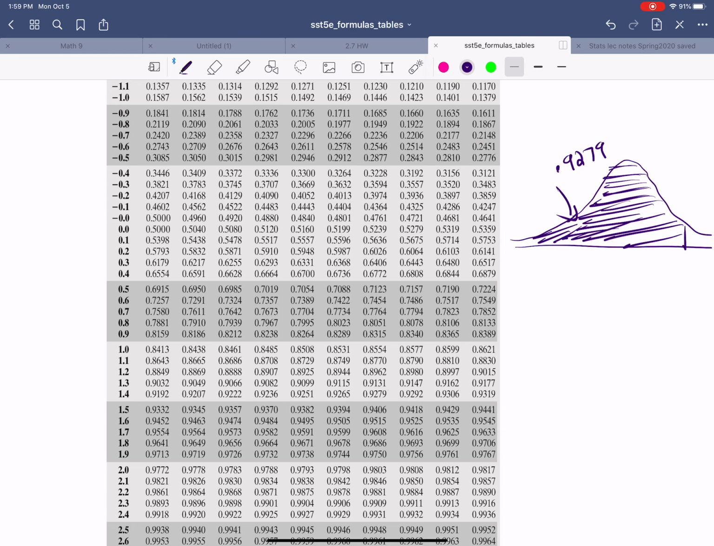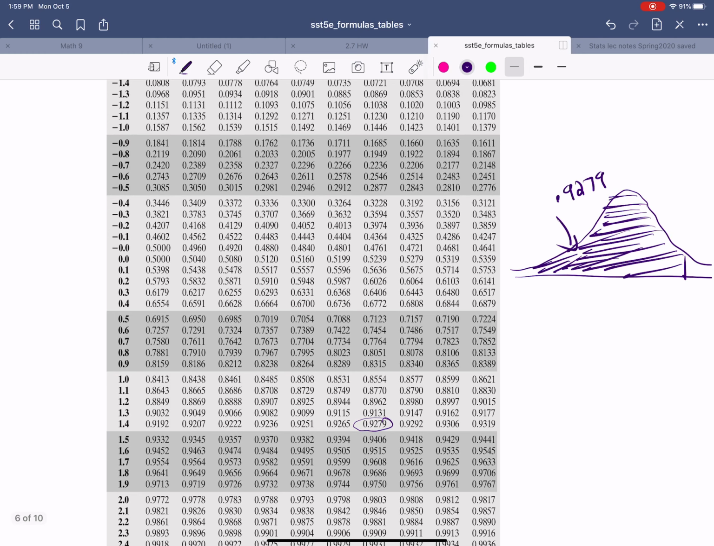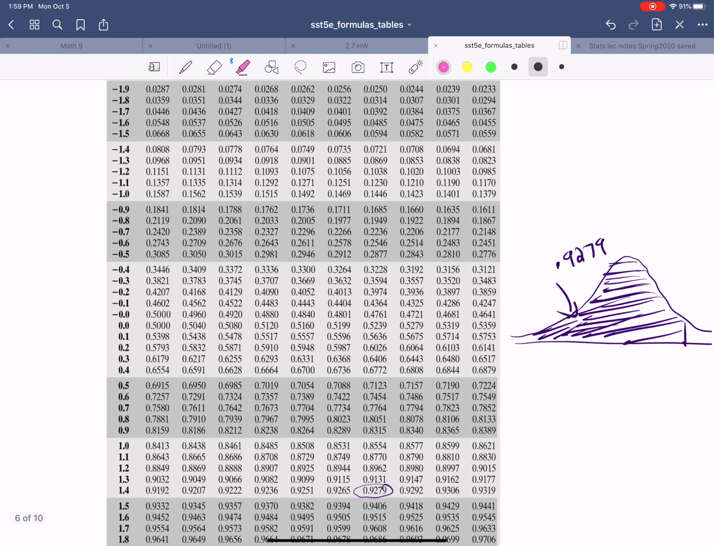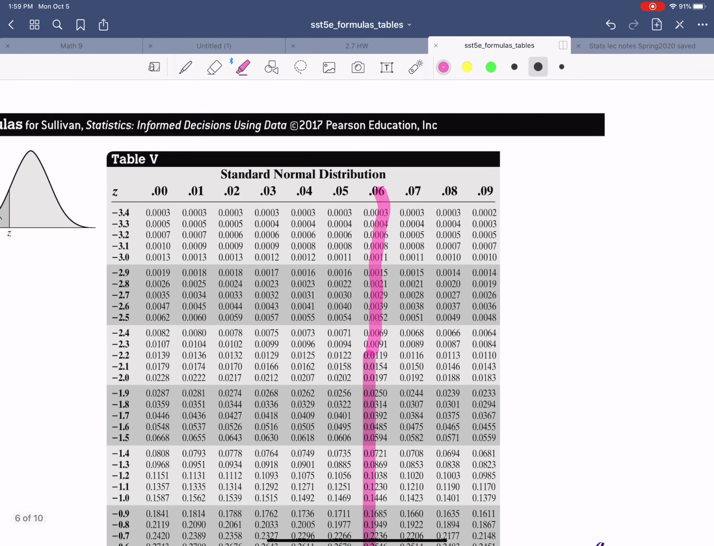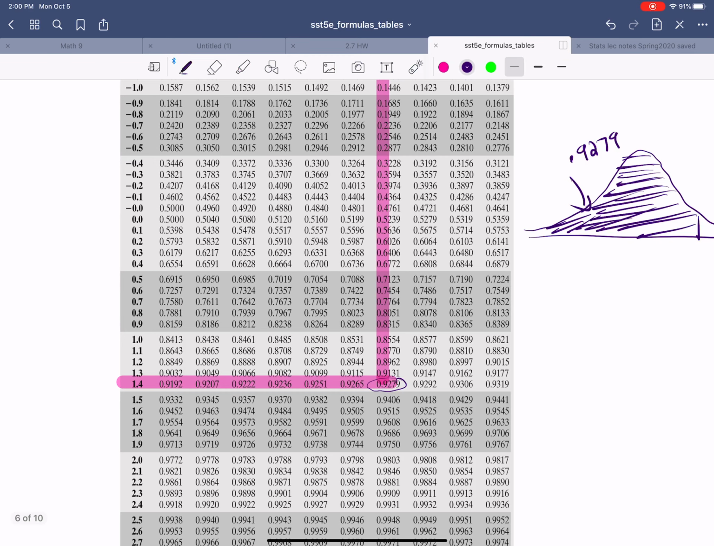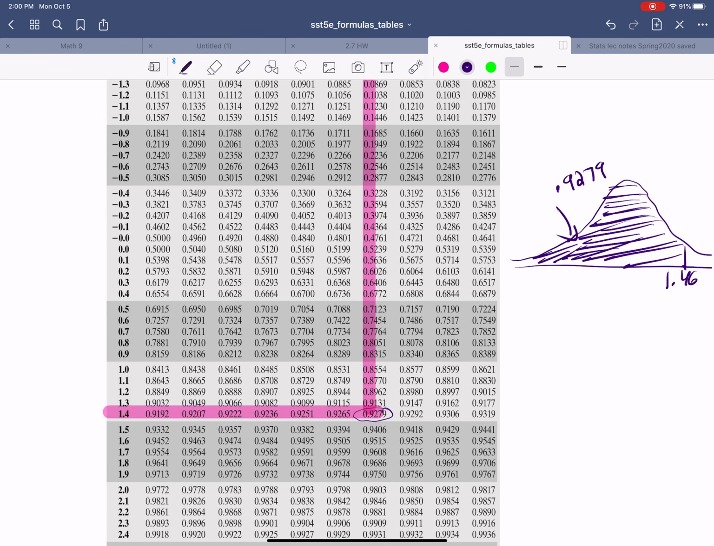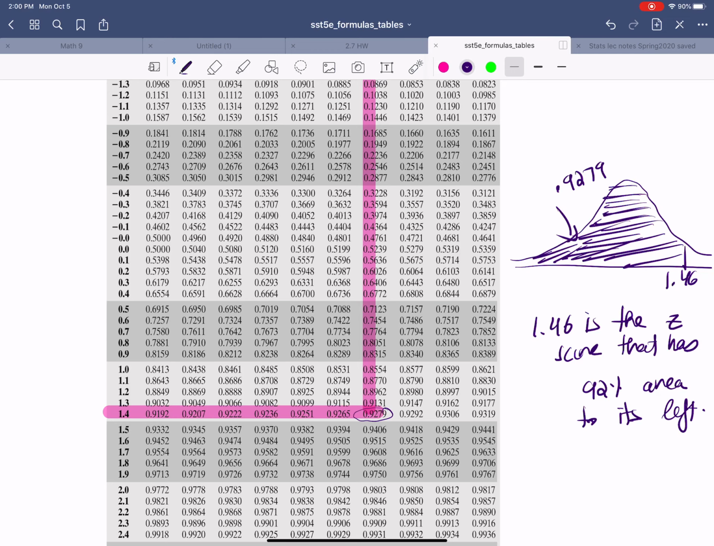Looks like there's 0.9279 here. And how do I find the z-score? Same like we did before. So it's 1.4 and 1.46. So 1.46, I can already tell it's a positive z-score because it's got a lot of area to the left. So 1.46 is the z-score that has 92% area to its left.